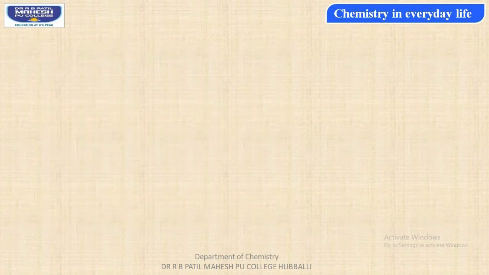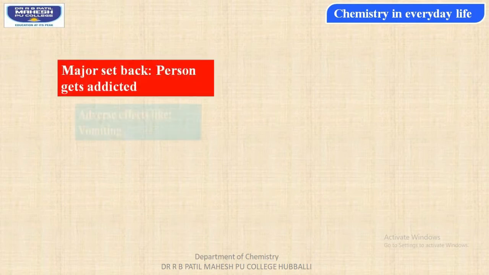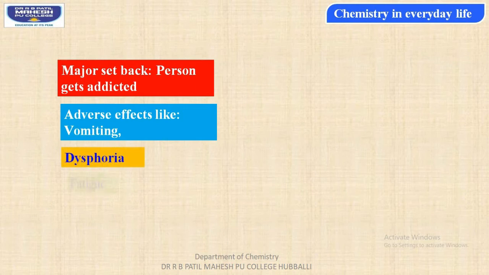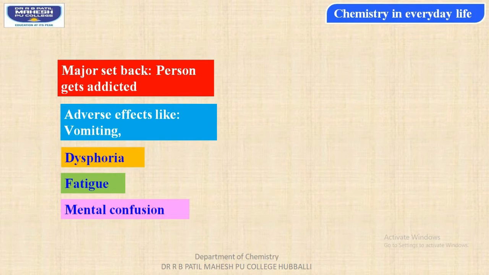Now students, let us study some of the side effects of consuming narcotic analgesics. The first one is that the person gets addicted to the drug. The second adverse effect is vomiting, dysphoria, fatigue and even mental confusion.